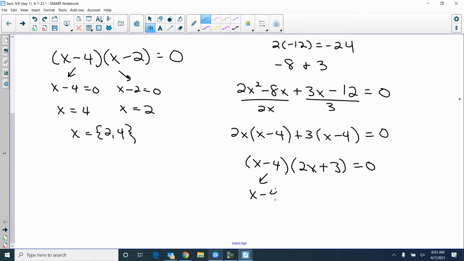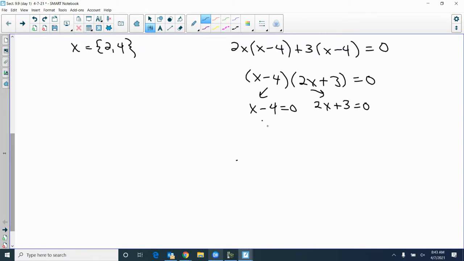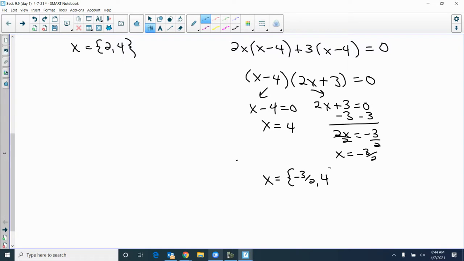And now we set each one equal to 0, and then we solve those. When I add 4, you get x equals 4. I'm going to take an extra step here and subtract 3. And then when I divide by 2, I get negative 3 halves. So those are the two answers: 4 and negative 3 halves. Now, if you did it by completing the square, you should get the same answers, but you have to follow the directions based upon what we were given.